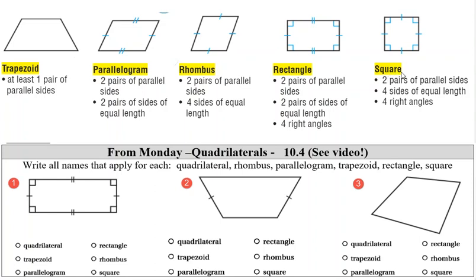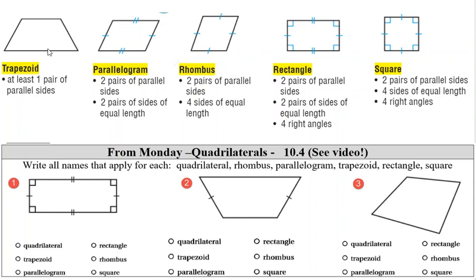And the last one is my favorite. It's a square, and it's got all four sides the same, and it's got four right angles to it, and two sets of parallel lines. Now the funny thing is that many of these quadrilaterals have more than one name.